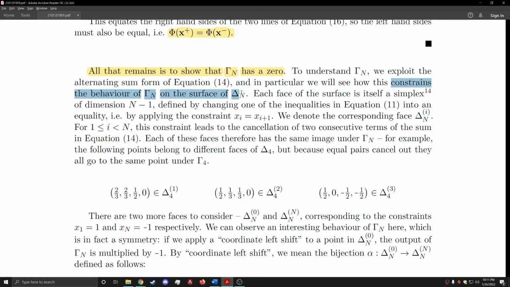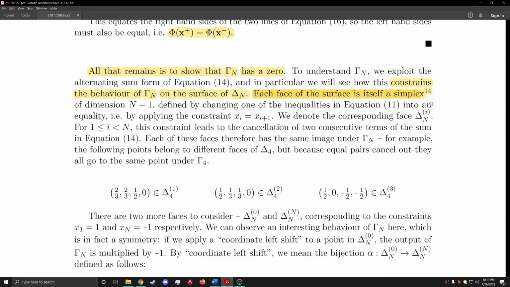We're only going to talk about the behavior of gamma sub n on the surface of this n simplex. And of course, each face of the surface is itself a simplex. I don't like this sentence. This is a really confusing sentence. What they should have, I say what they should have done, it's a well-written paper. I enjoy it.